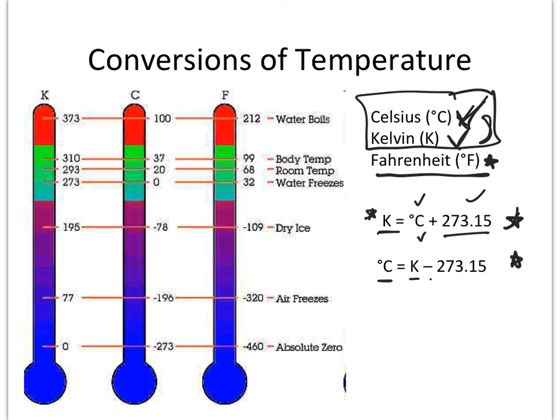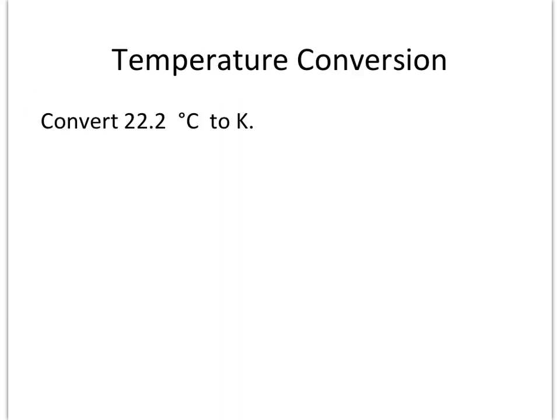So these conversion factors are pretty straightforward. It's really, really basic math. So let's go ahead and practice. They want us to convert 22.2 degrees C to Kelvin. So that's our temperature in Celsius, and they want Kelvin. Kelvin is going to equal degrees C plus 273.15, right?